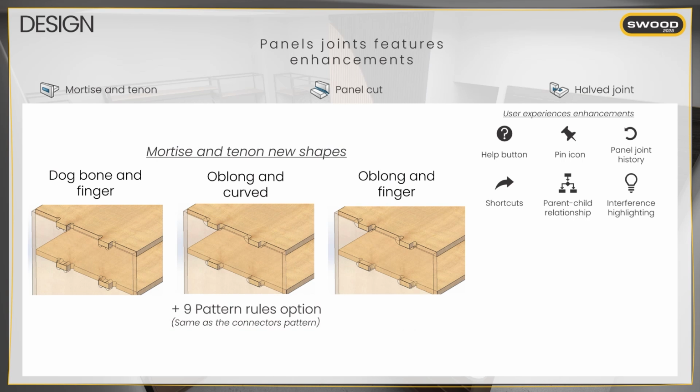About the tunnel and mortise, we also added more options for the shape. We created new shapes. These new shapes come from the boat and vehicle fitting industry. So now you have three more shapes: dog bones and finger, oblong and curved, oblong and finger. We also added an option, a pattern option, to have multiple tunnels and mortises in the interference. It's quite the same pattern as you can find in the connector pattern.